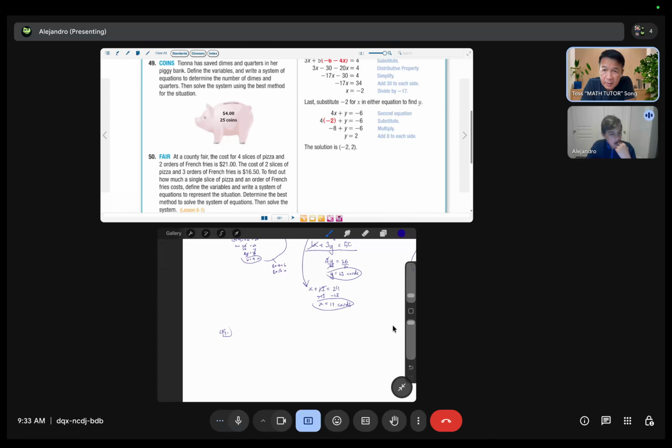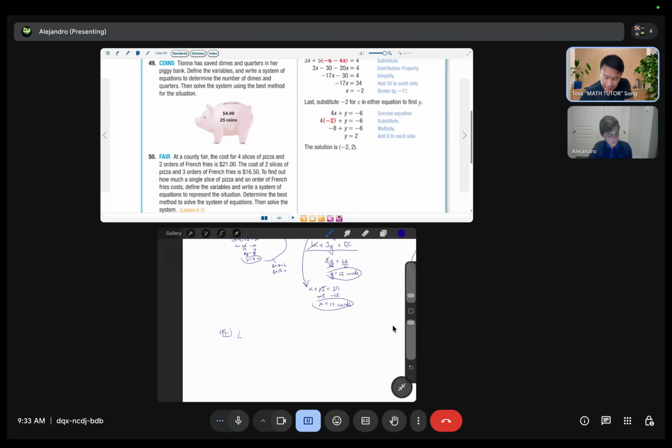Tiona has saved dimes and quarters in her piggy bank. Okay. Define the variables. So it's all based off the illustration now. Okay, $4 total in the piggy bank. There are 25 coins, right?